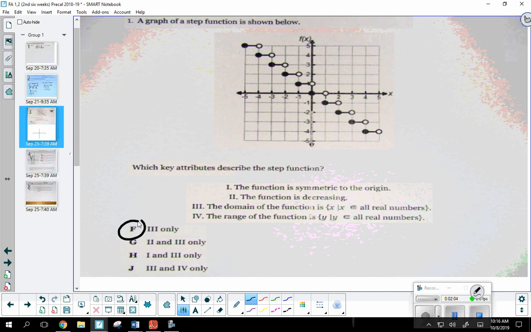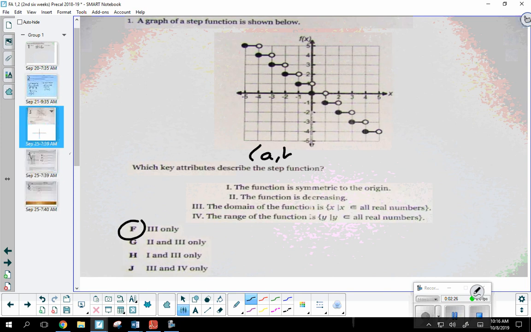Let's just start with the first one and work our way down. It says the function is symmetric to the origin. Okay, is that true? It is not true. Now, graphically, that means I can rotate it 180 degrees, and I should end up with the same graph. It's kind of hard to visualize that here, so let's think about it algebraically.